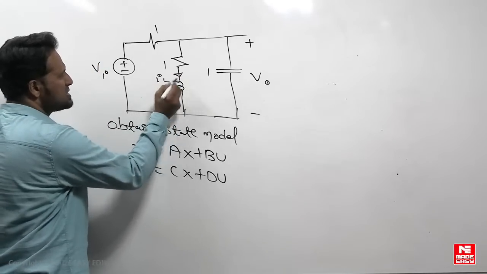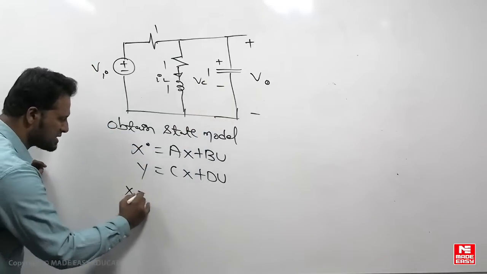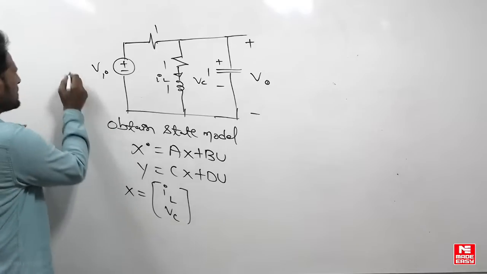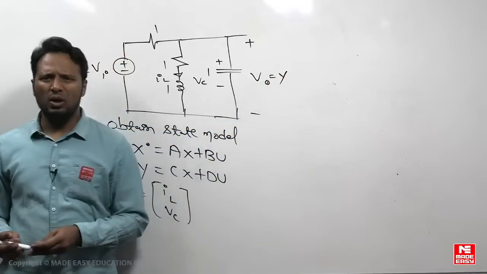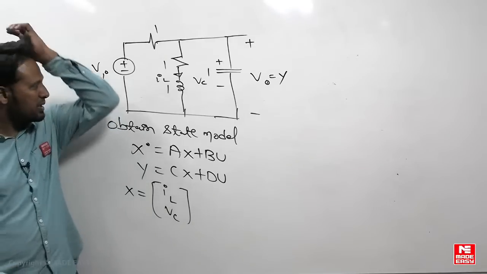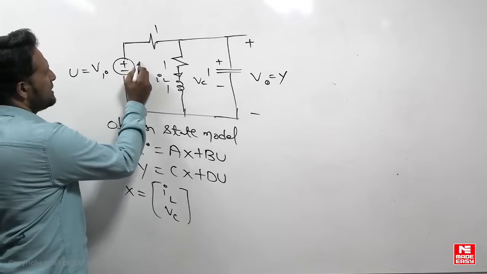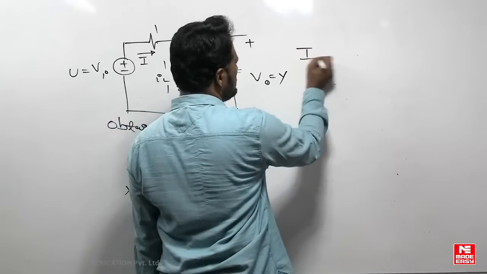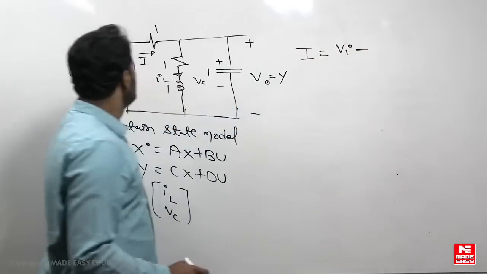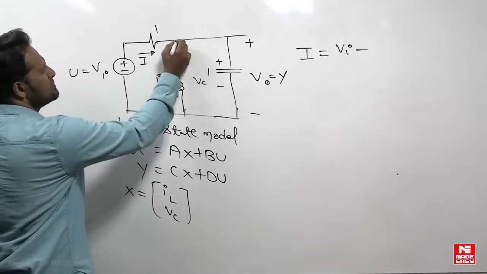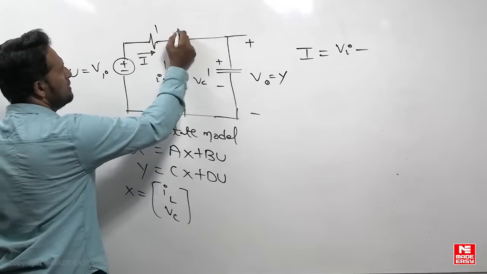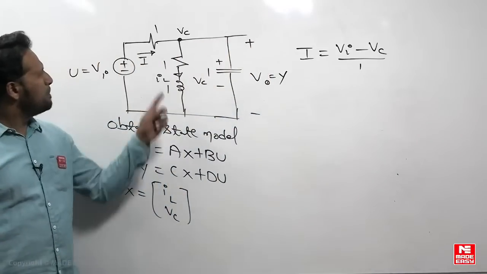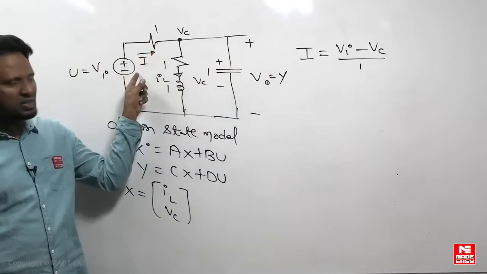One state variable will be current through this inductor. Second state variable will be voltage across this capacitor. X will be IL and VC. So X dot we understand. This is input. This is output. So all the matter lies in developing the equations for that. Right. Say this. Let me assume the current through this resistor to be I. What is this current I equal to? It is VI minus VC by this resistance R. That is the current I.